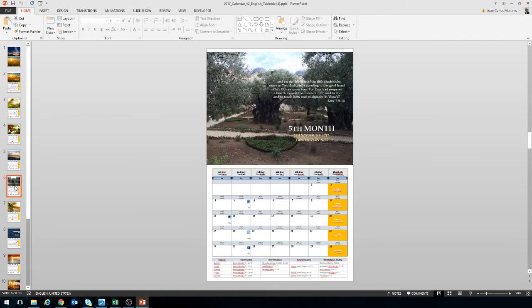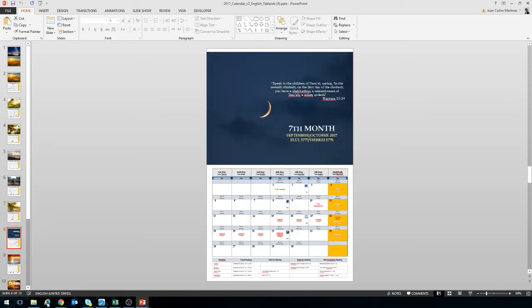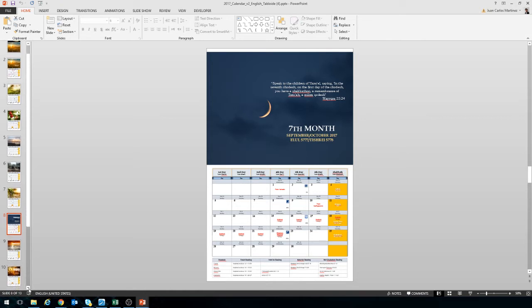And this is the fifth month. Again, it's another comment. I took this picture. This is the Garden of Gethsemane, also a very special place. And then you have the 6th month, the 7th month. I didn't take those pictures, by the way.